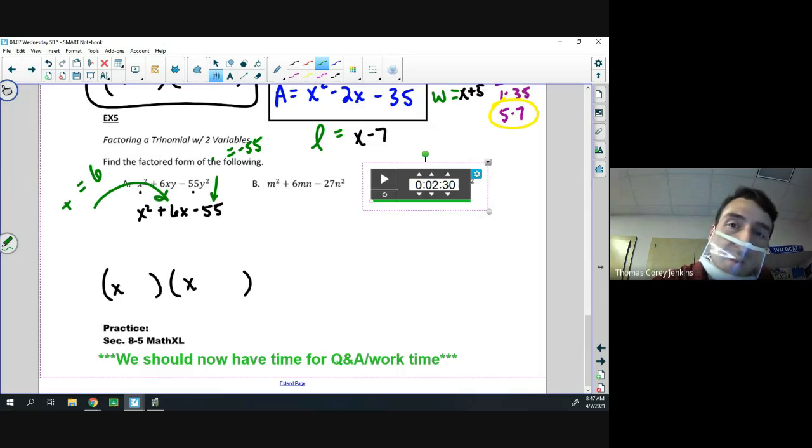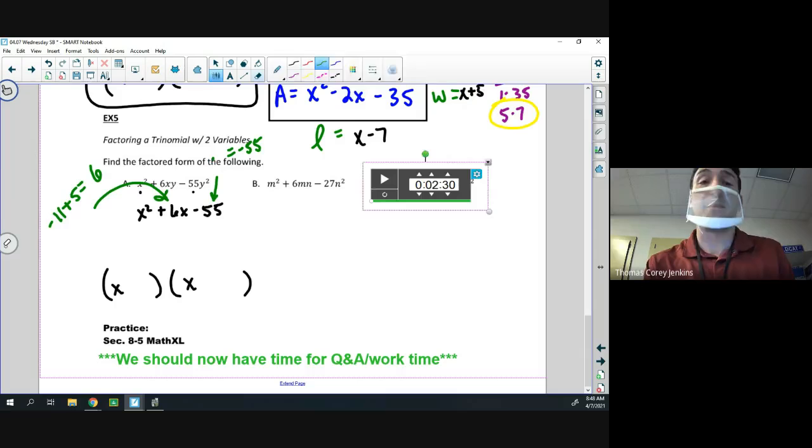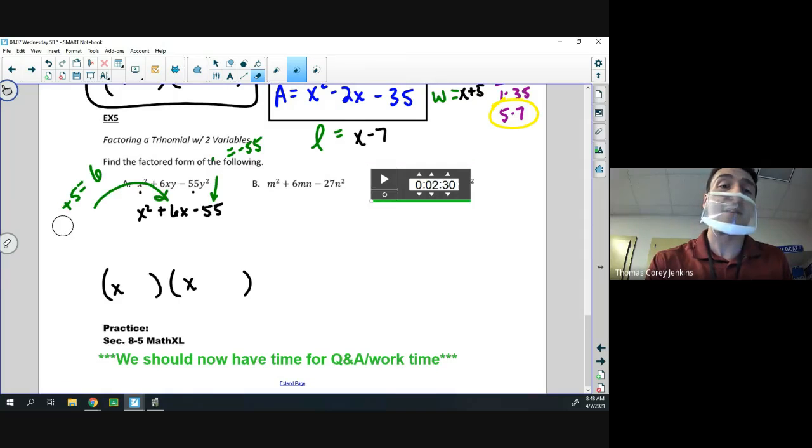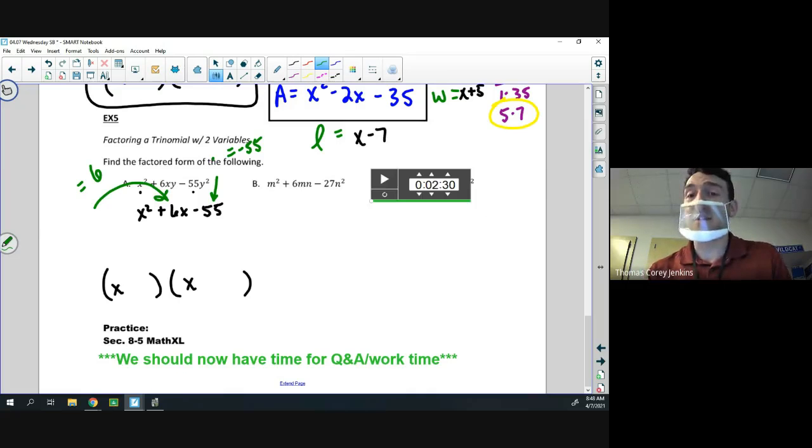So let's make sure that works on both. So negative 11 plus 5 is going to be equal to negative 6. I think you got the right idea, but that combination doesn't work. Do you know how to fix it? Yeah. Negative 5 and positive 11, right? And we know we want the bigger one to be positive because our sum is positive. But that's why you need to check, though, because it's easy to mix that up.